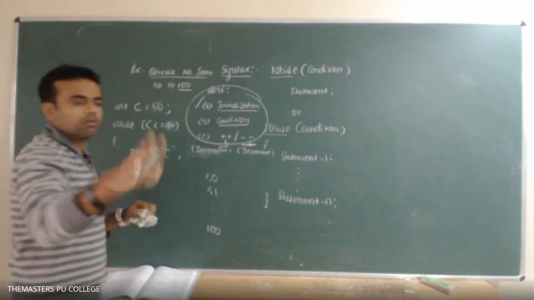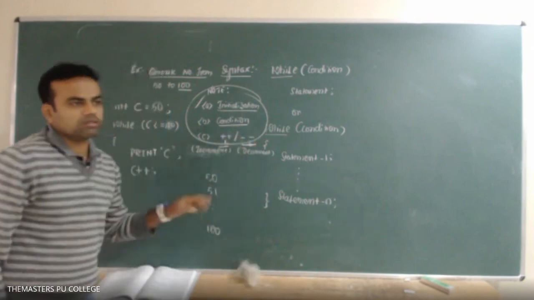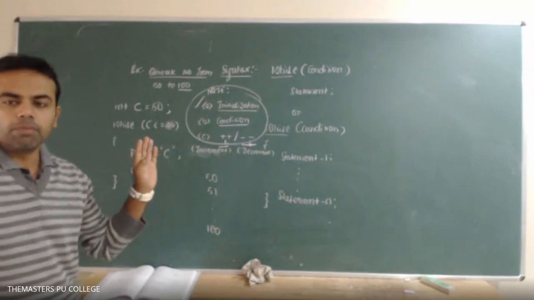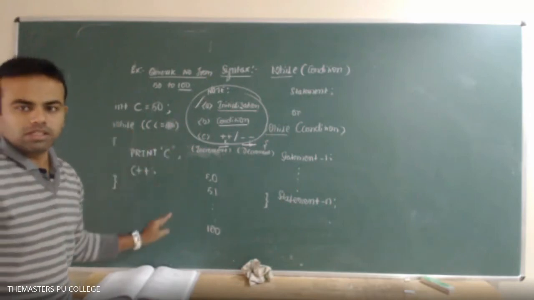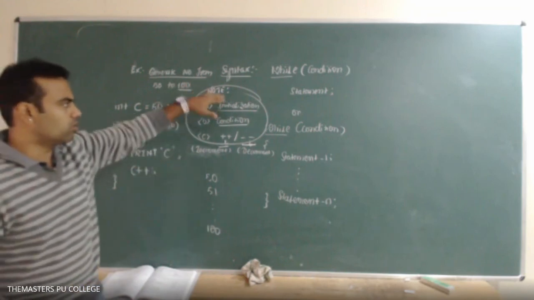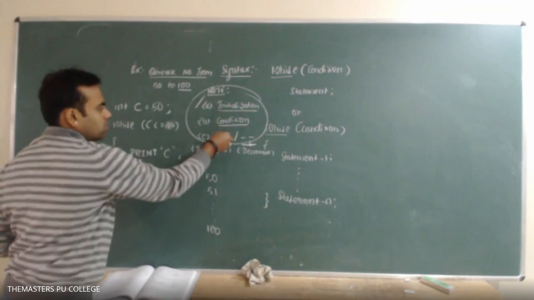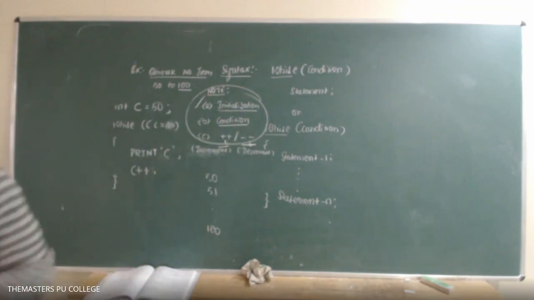So we need to remember three things: initialization, condition, and then increment and decrement. Is that clear? Does the looping statement make sense? Every looping statement will be the same thing. So take it as a note: initialization, condition, and then plus plus, and then minus minus, increment and decrement. That's it.